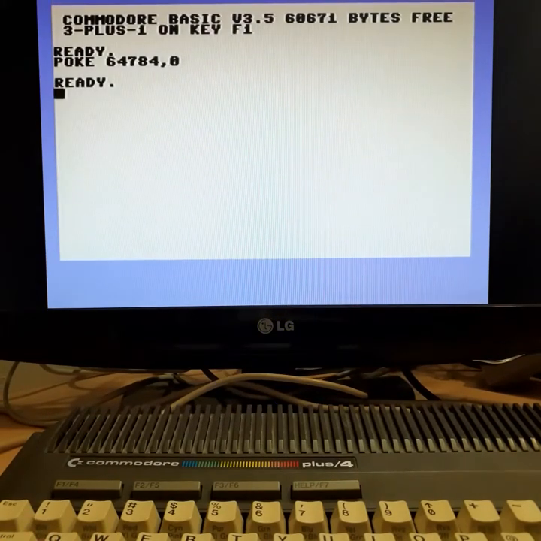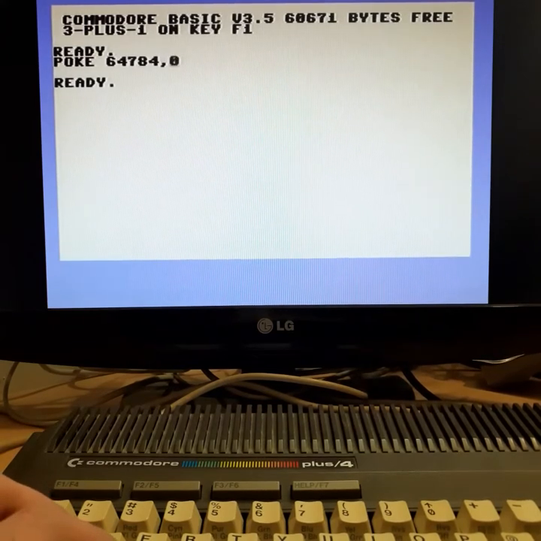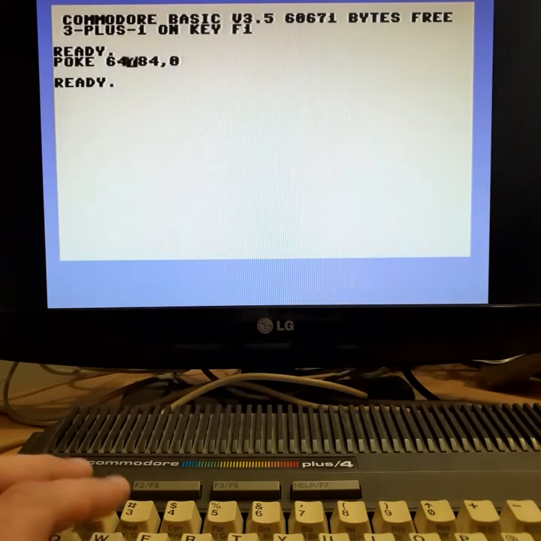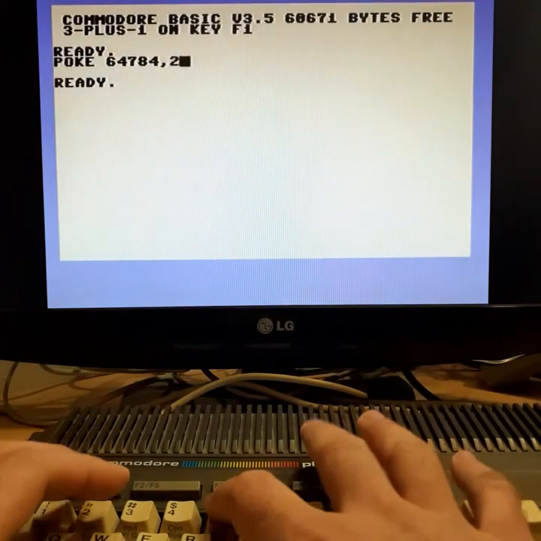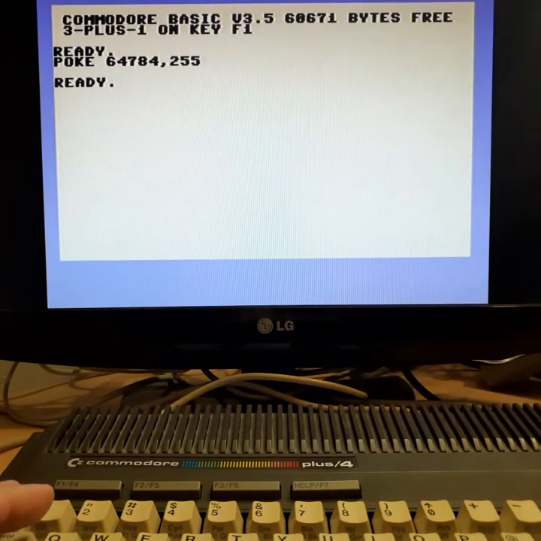By default, these 8 lines are defined as output pins, so we can try to use them somehow. And the state of the pins is mapped to address FD10 in hex, and that is 64,784 in decimal. So we can poke and peek a little bit. If we poke 0, all 8 pins are set to low. And if we poke 255, all 8 pins are set to high.